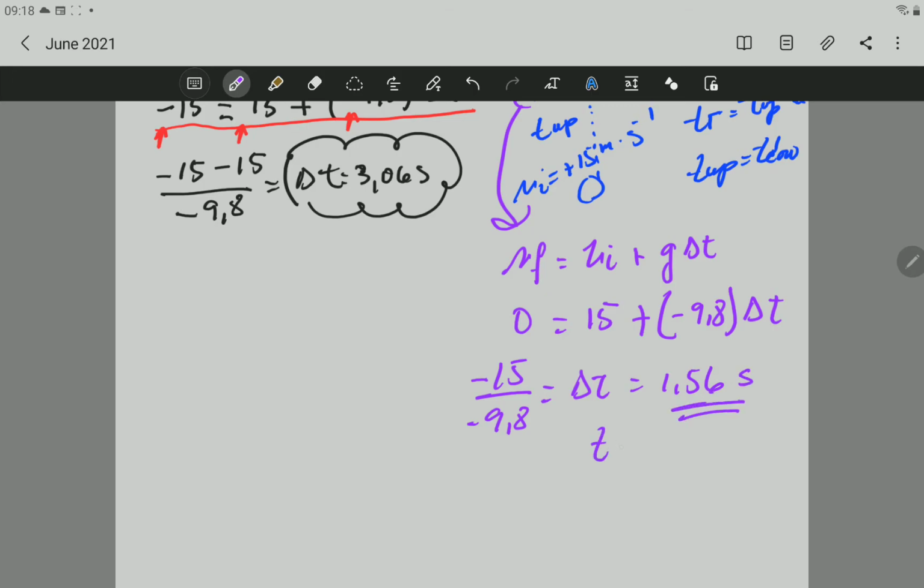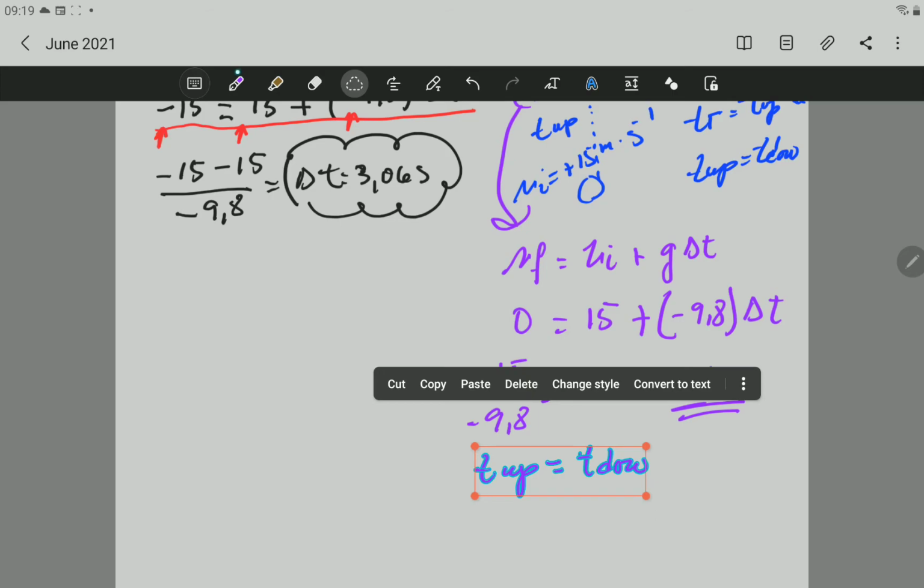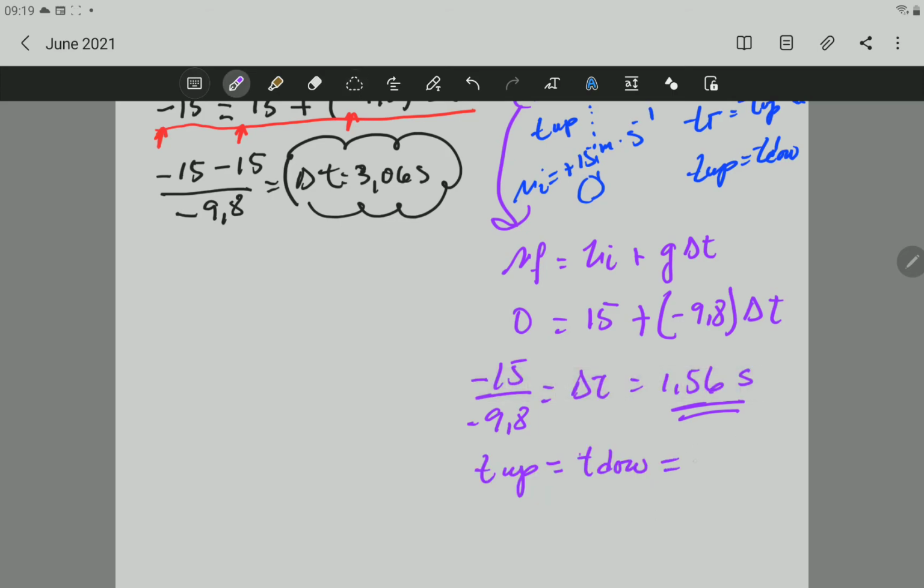Now this is not the answer. This is the time to go up. Sorry, let me just write: this is the time to go up, which is equal to the time to come down. Let me just move this a little bit to the left. There we go. This is equal to 1,53 seconds, but this is not what I want. I want the total time.